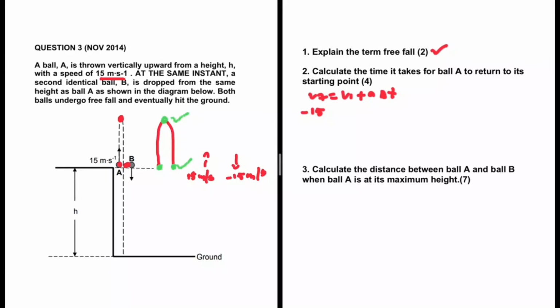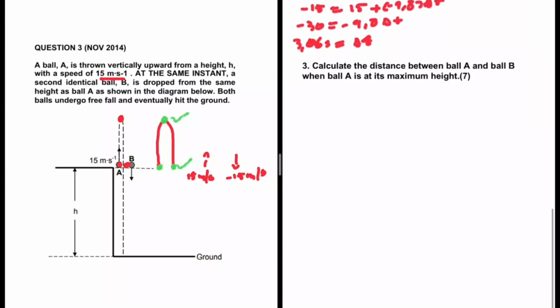So we are going to have minus 15 being equal to 15 plus minus 9.8 multiplied by delta t. If we take 15 to the left hand side, we're going to get minus 30 being equal to minus 9.8 delta t. If we divide both sides by minus 9.8, we're going to get 3.06 seconds being equal to the change in time. So that is another way you can use to answer the second question.